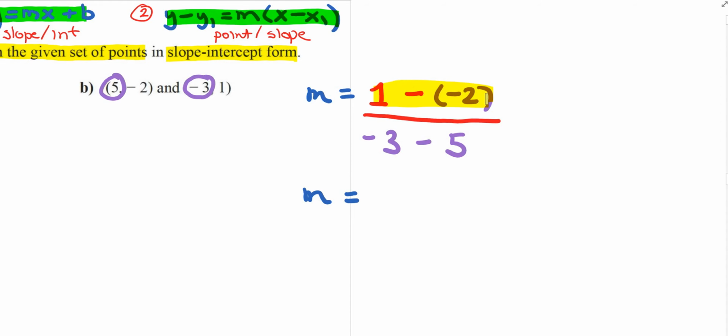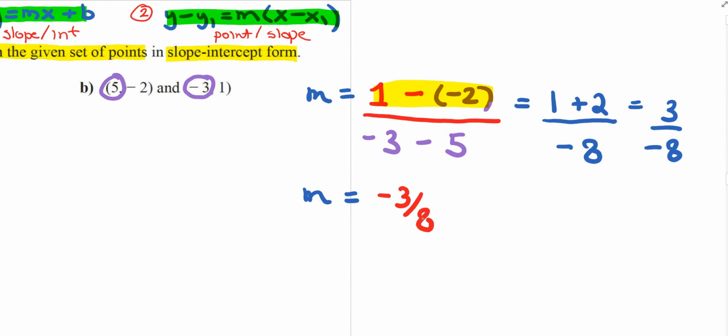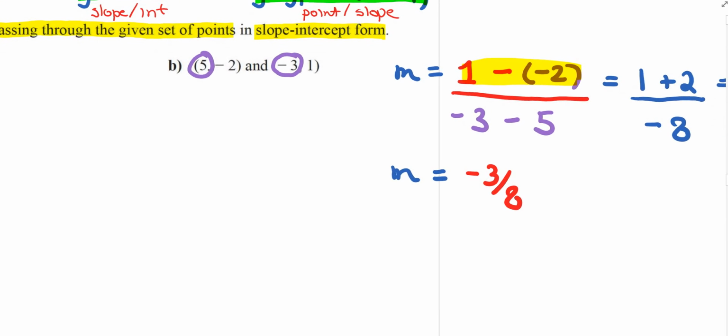So 1 minus -2 is the same thing as 1 plus 2, divided by -8, right? So -3 minus 5 is -8, and this is going to be 3 over -8. So my slope here is going to be -3 over 8. All right, so there's my slope, and then after that, I need to find the equation of the line.